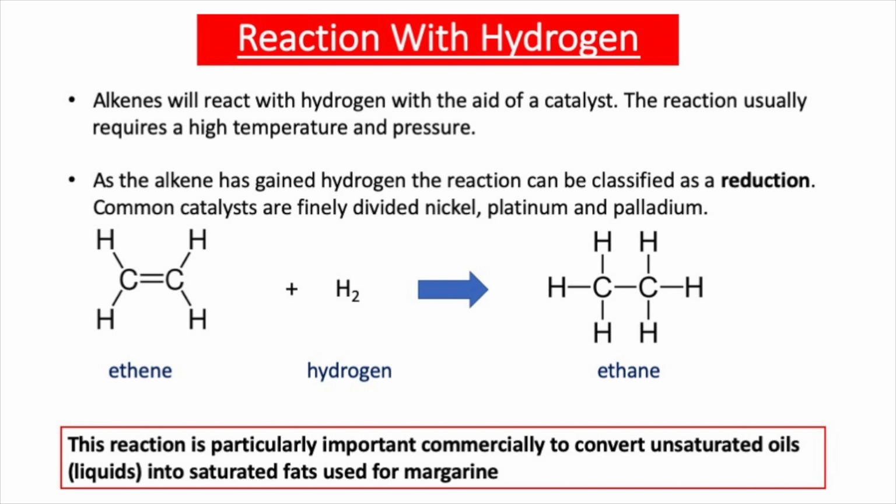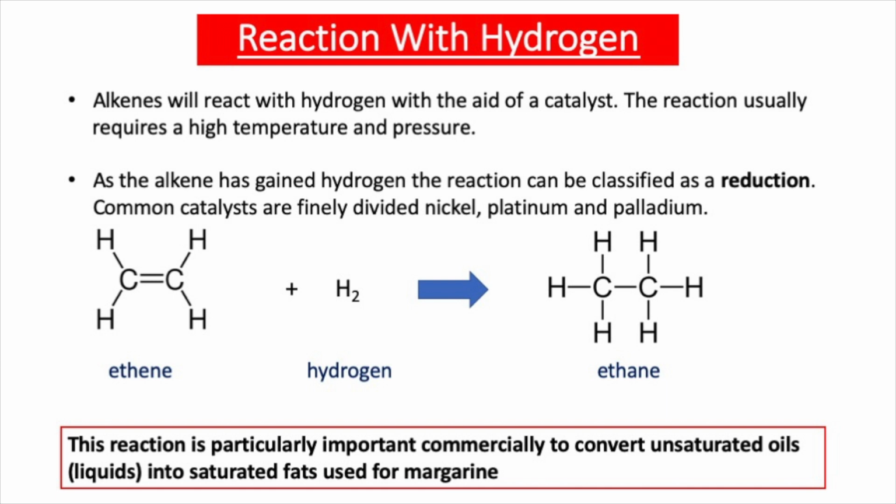Now this reaction, like every other addition reaction, involves the double bond of the alkene breaking, and it's an addition reaction because two reactant molecules have joined together to form a single product. This reaction is also classed as a reduction because reduction is a term that we use for a loss of oxygen, a gain of electrons, and a gain of hydrogen. So as there's a gain of hydrogen here, ethene is being reduced.